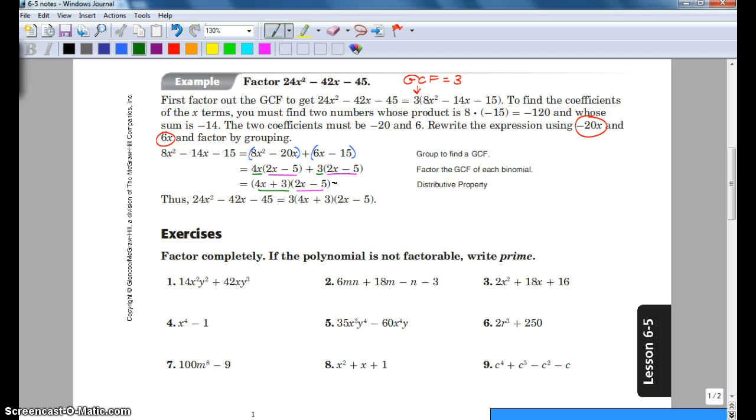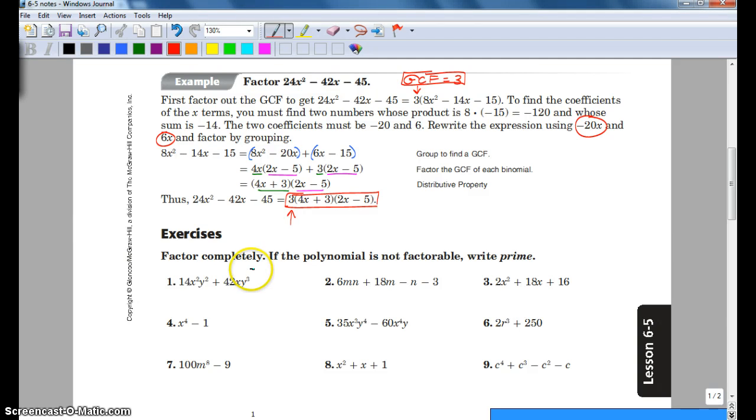Now recall that at the very beginning of all of this, we factored out a GCF of 3. That particular GCF that we factored out has to be then included in our final answer here, so that when it's all said and done, putting it all together, we have 3 times the quantity 4x plus 3 times the quantity 2x minus 5. That is the final factored form of this problem. Let's move on to the exercises.